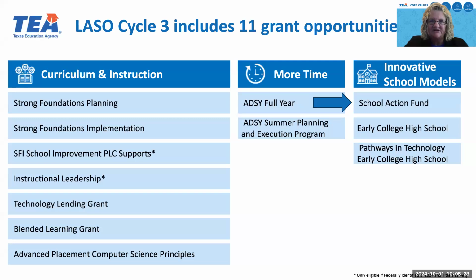So here is the collection of grants that are offered. As you can see, curriculum and instruction has seven individual grants. More time has two, one of them embedded in the School Action Fund as part of our innovative school models as a choice. And then also early college high school and P-TECH will round out our innovative school models. We have two new additions as we're embedding school improvement supports as separate grants within our portfolio: Strong Foundations Implementation, School Improvement, PLC supports, and instructional leadership. These are for campuses federally identified in 2024 and Title I serving.